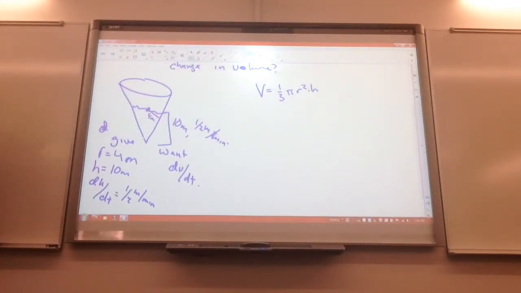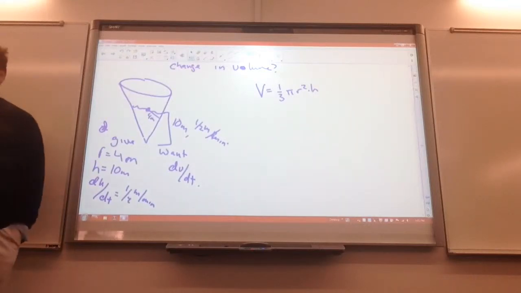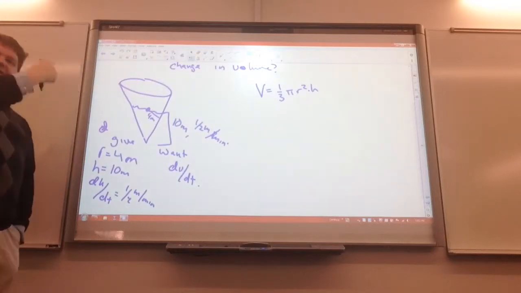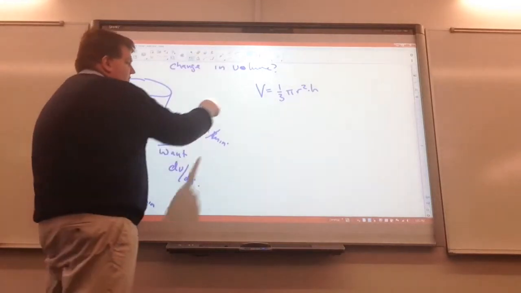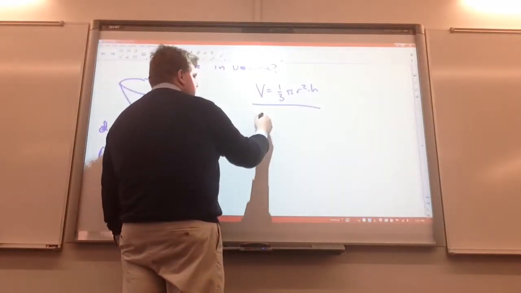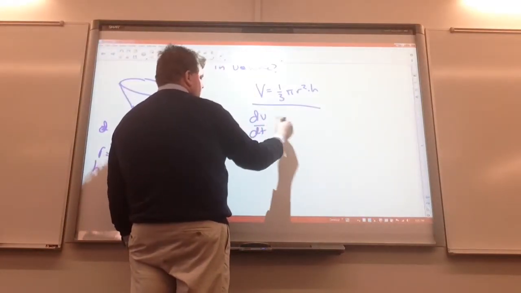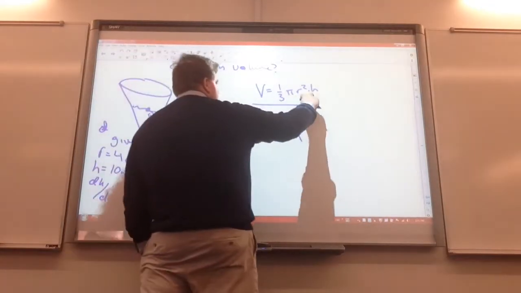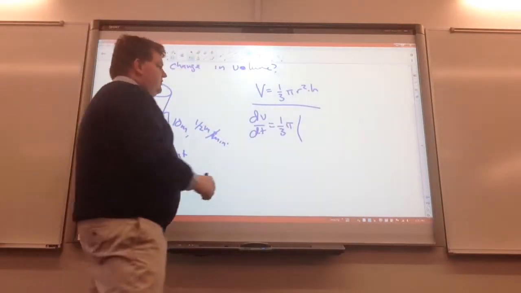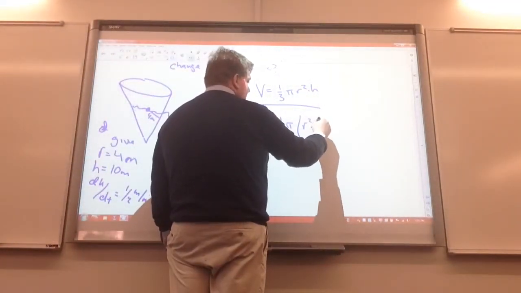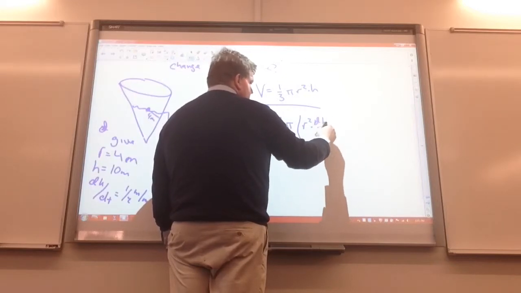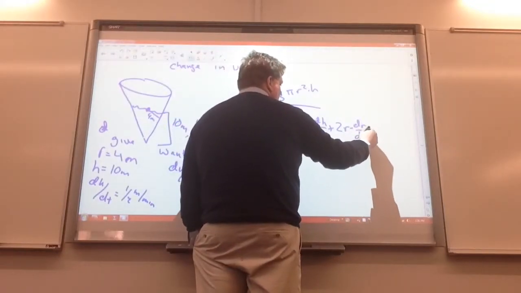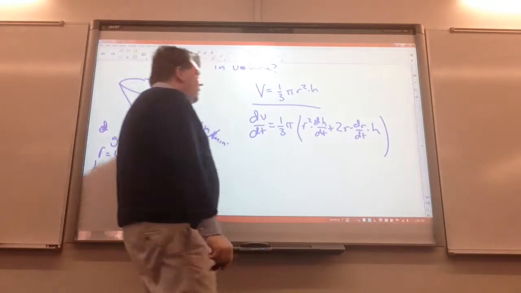Alright, so this should be as simple as just differentiating this, right? Well, we're going to run into a problem if we differentiate it as it's written. Let's go ahead and differentiate it. What's the derivative of volume? dV over dt is equal to 1/3 pi. I'm just going to write that as a constant up front. What rule am I going to use for that? Product rule. So it's going to be r squared times the derivative of h plus 2r times the derivative of r times h, right?